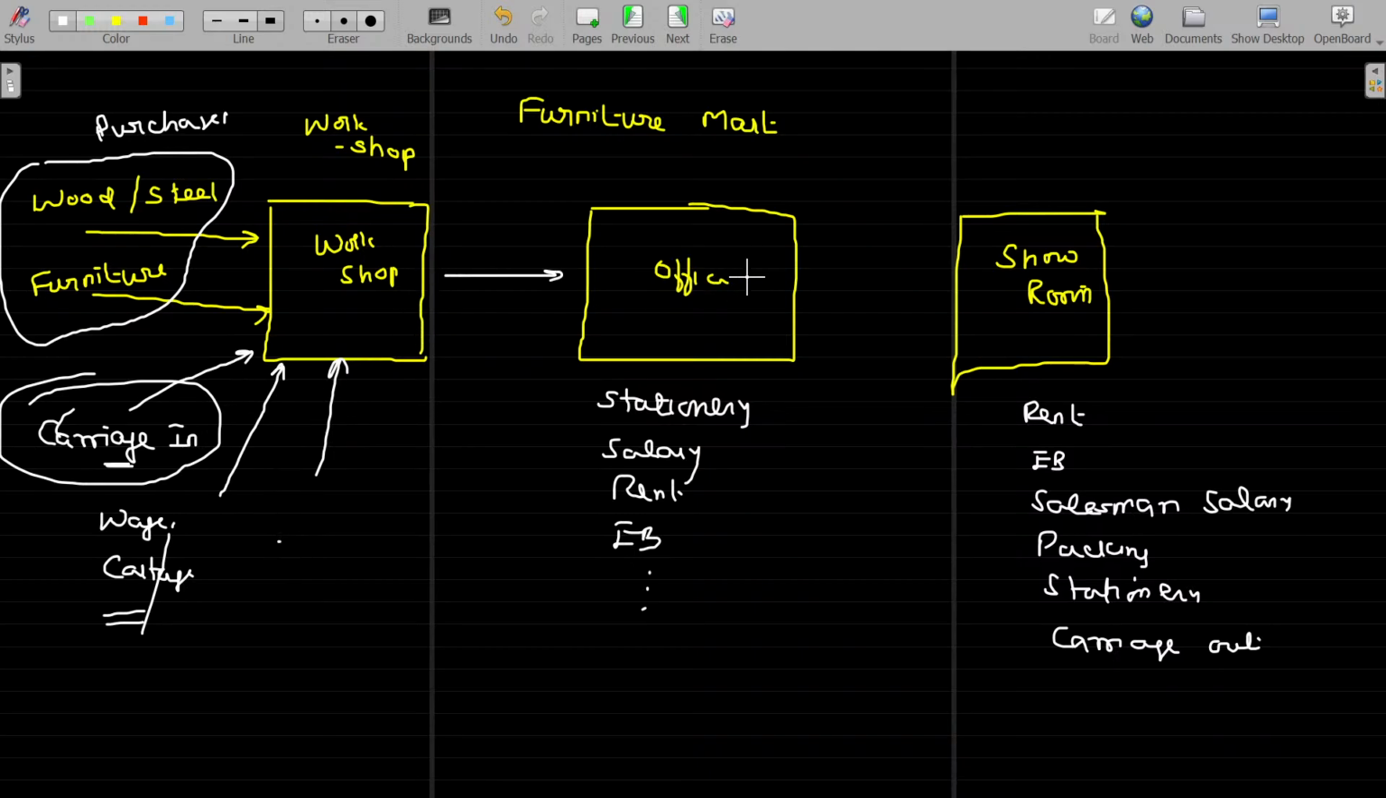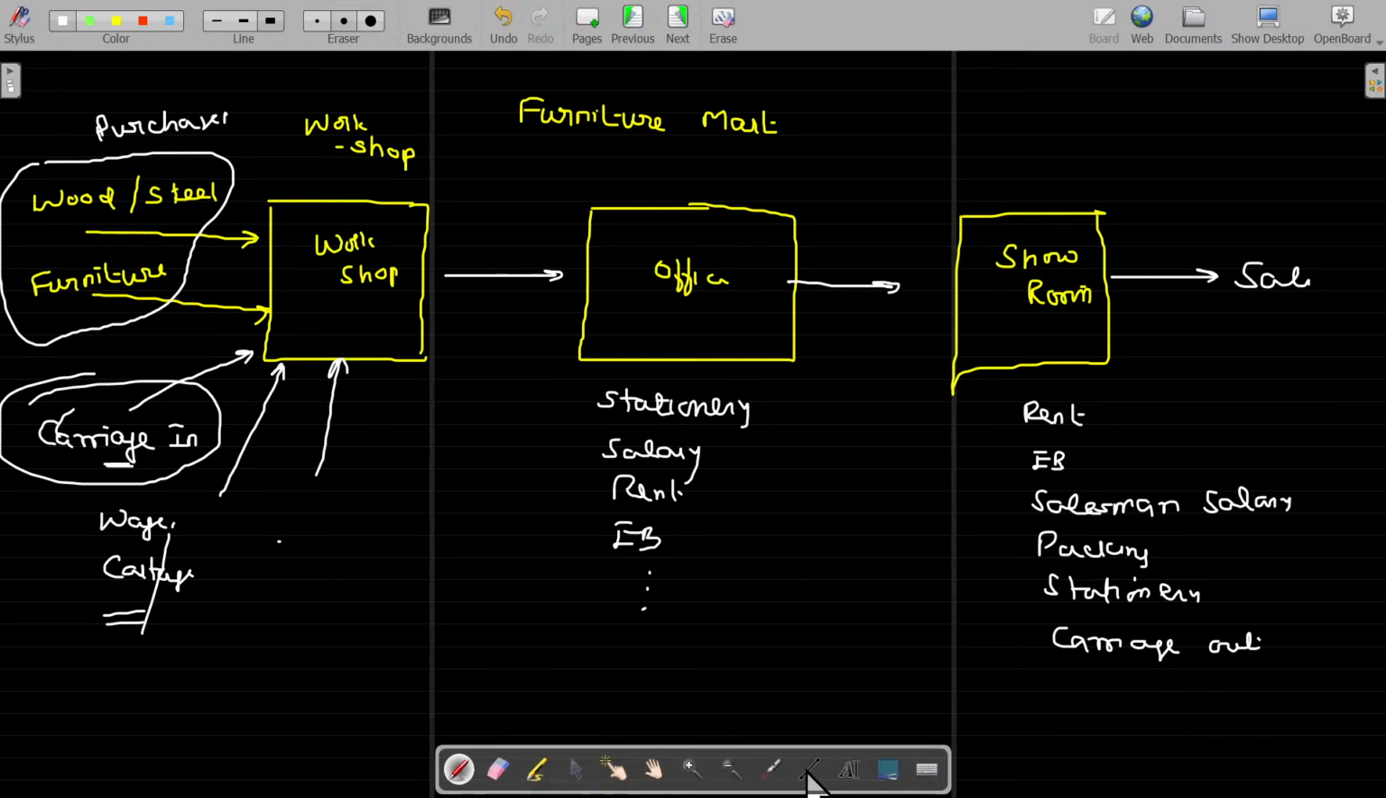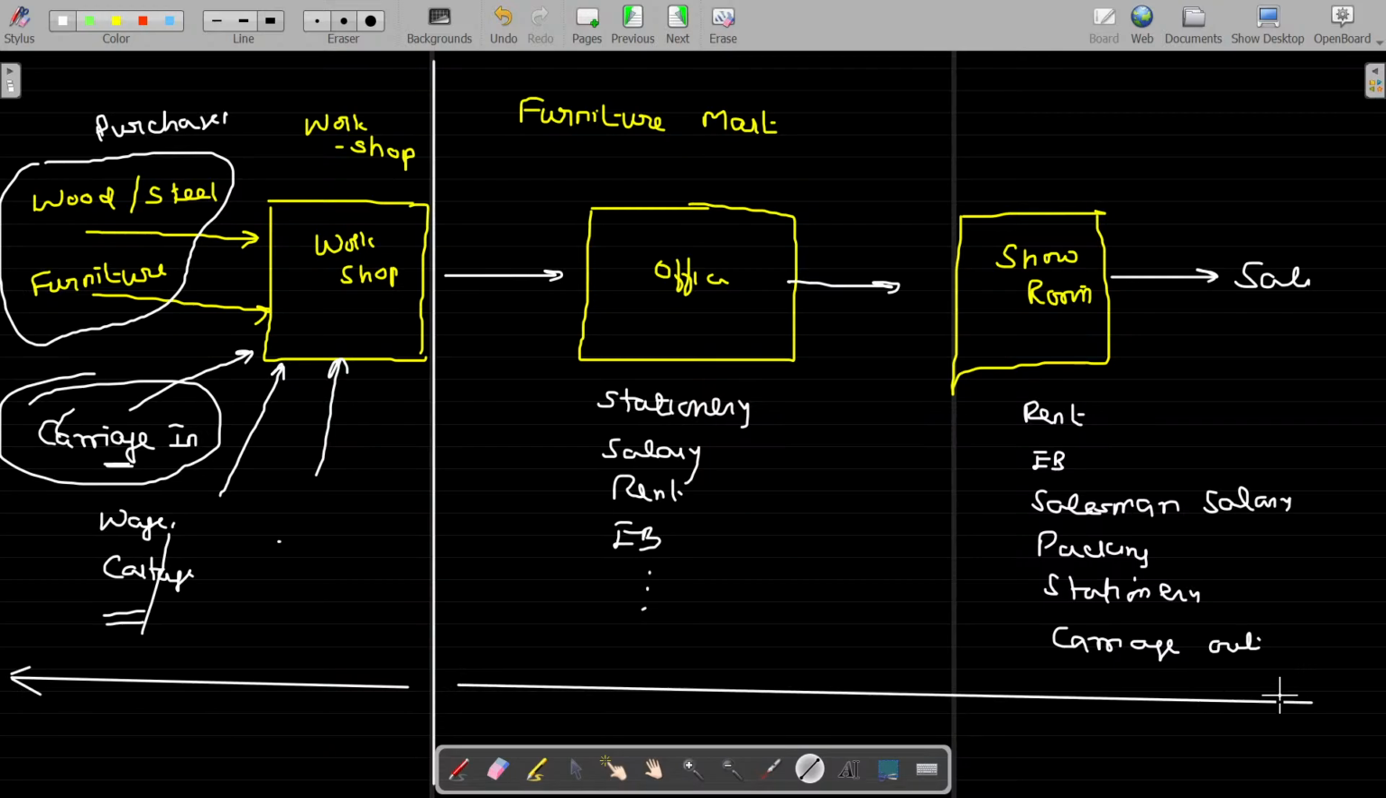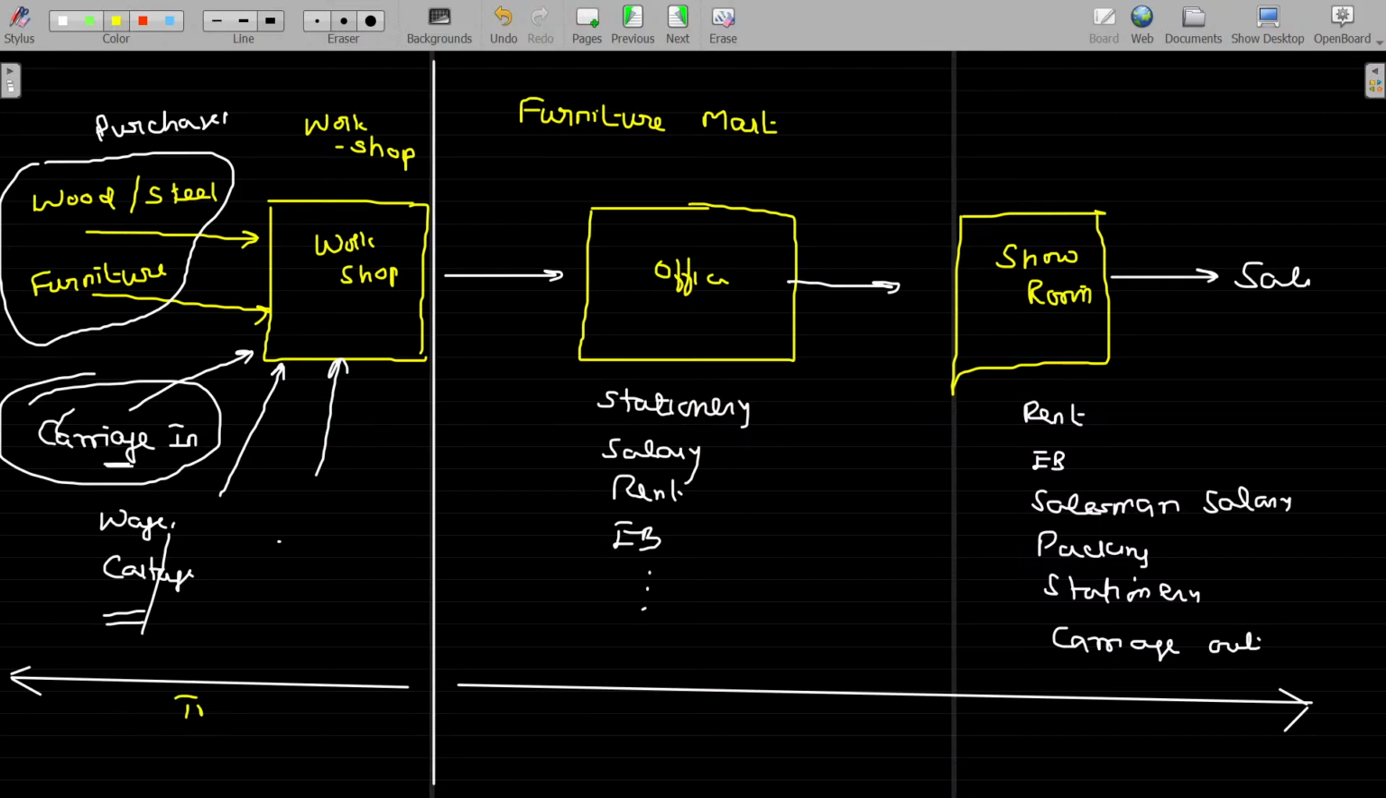If I categorize that in this angle, finally it is going to be sold. This first block will come under trading account. From here to here, those items will come in the P&L account. Is that okay? You need not mug up what items will come in trading and P&L account. You have to understand the logic. So those expenses related to this part will be called trading expenses, and those expenses related to these two parts will be called profit and loss expenses, debited to the profit and loss account.